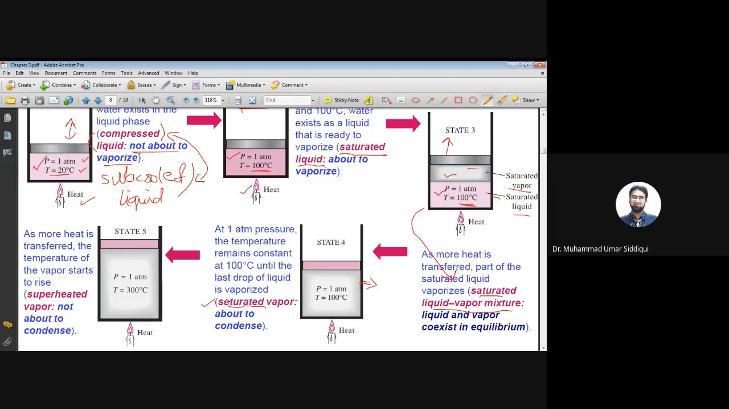So there is no liquid in it right now, but it is about to condense. Just cool it slightly and some of the liquid is going to appear. This state is known as state 4, or the saturated vapor state. Do you understand this state?